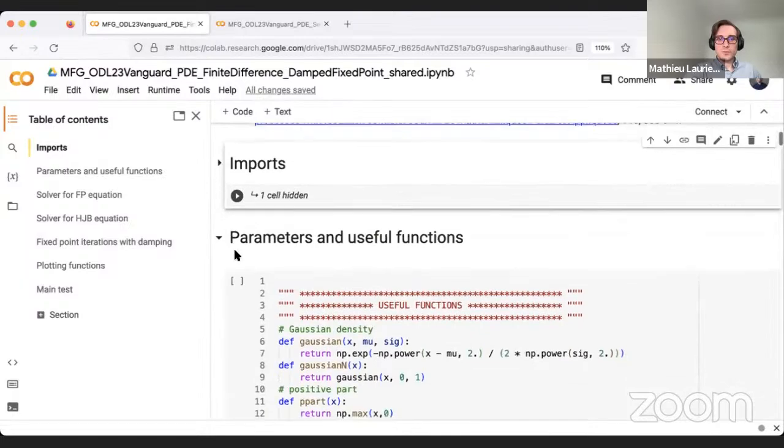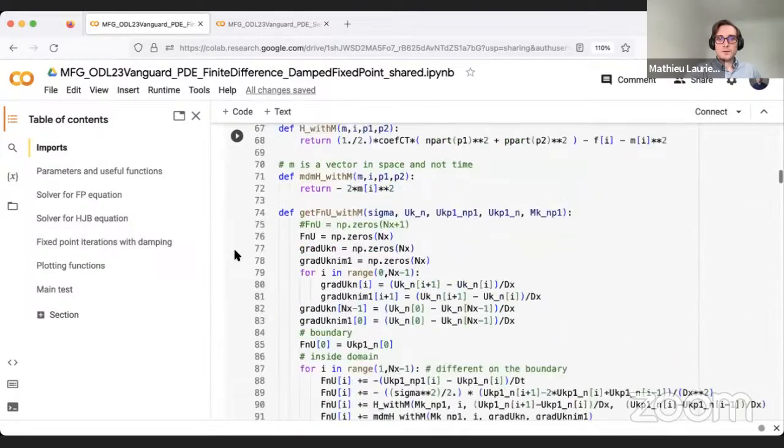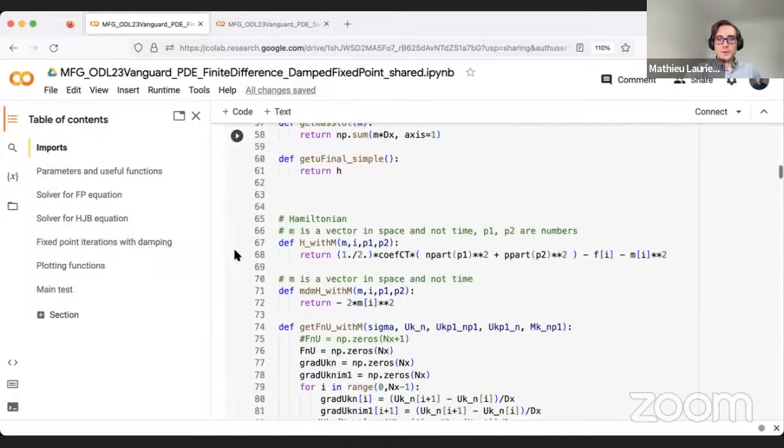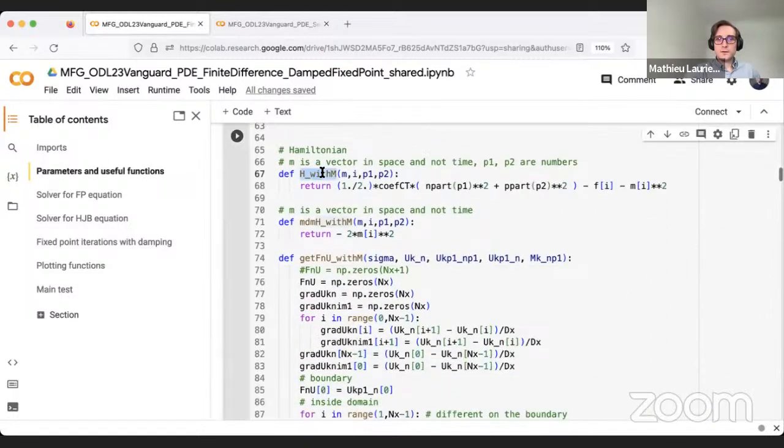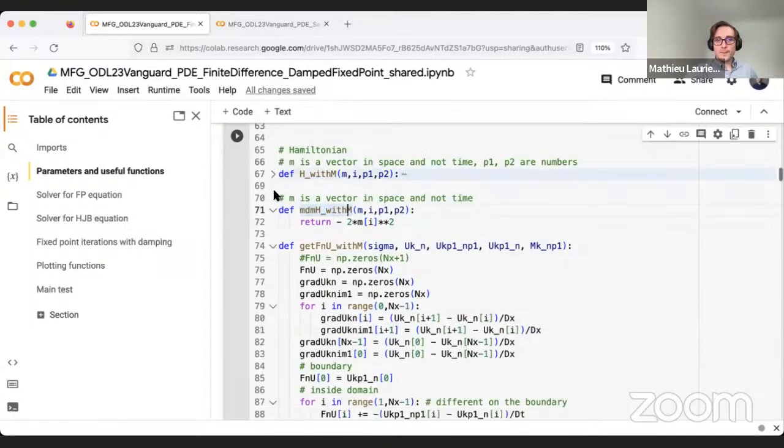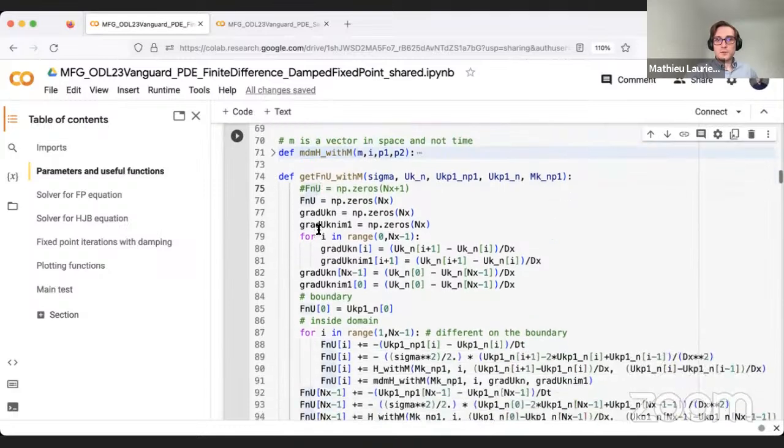So I will skip the imports. You have some parameters. I will not describe the parameters, but I want to stress that here you need to define the Hamiltonian. If you want to do the mean field control version, which I didn't describe here, you need to compute maybe the derivative of the Hamiltonian. And most importantly, you need to define this function that you are going to try to solve. So what I call capital F is the same as the phi in the slides, and so I implement the function for which I want to find a zero.